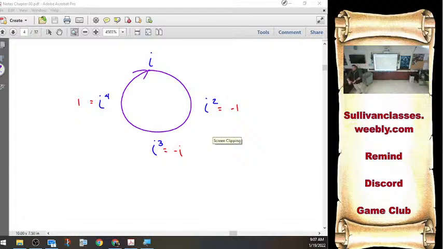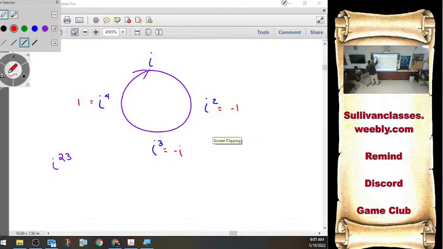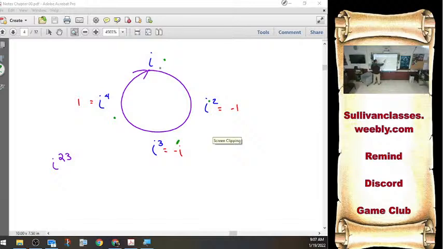Kitten calendar, kitten calendar. It's going to keep repeating itself forever. And this goes for any exponents. So say, for example, I had i to the 23rd. This is 23 spaces around the ring. 1, 2, 3, 4, 5, 6, 7, 8, 9, 10, 11, 12, 13, 14, 15, 16, 17, 18, 19, 20, 21, 22, 23. i to the 23rd is negative i.